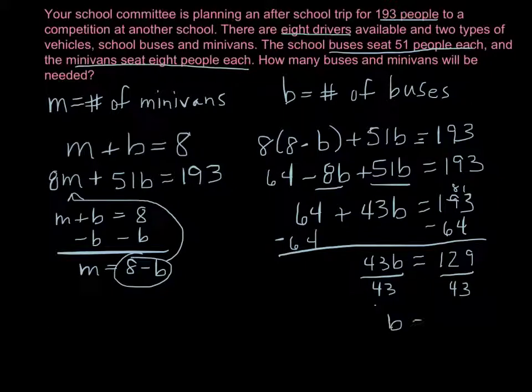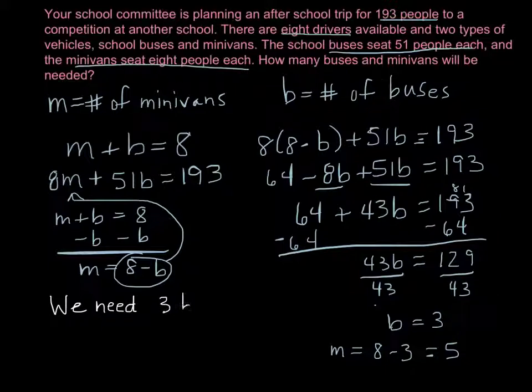So B is 3. So it looks like we're taking 3 buses, and then our M equals 8 minus 3, and 5 minivans. Okay, so the answer is we need 3 buses, and 5 minivans.